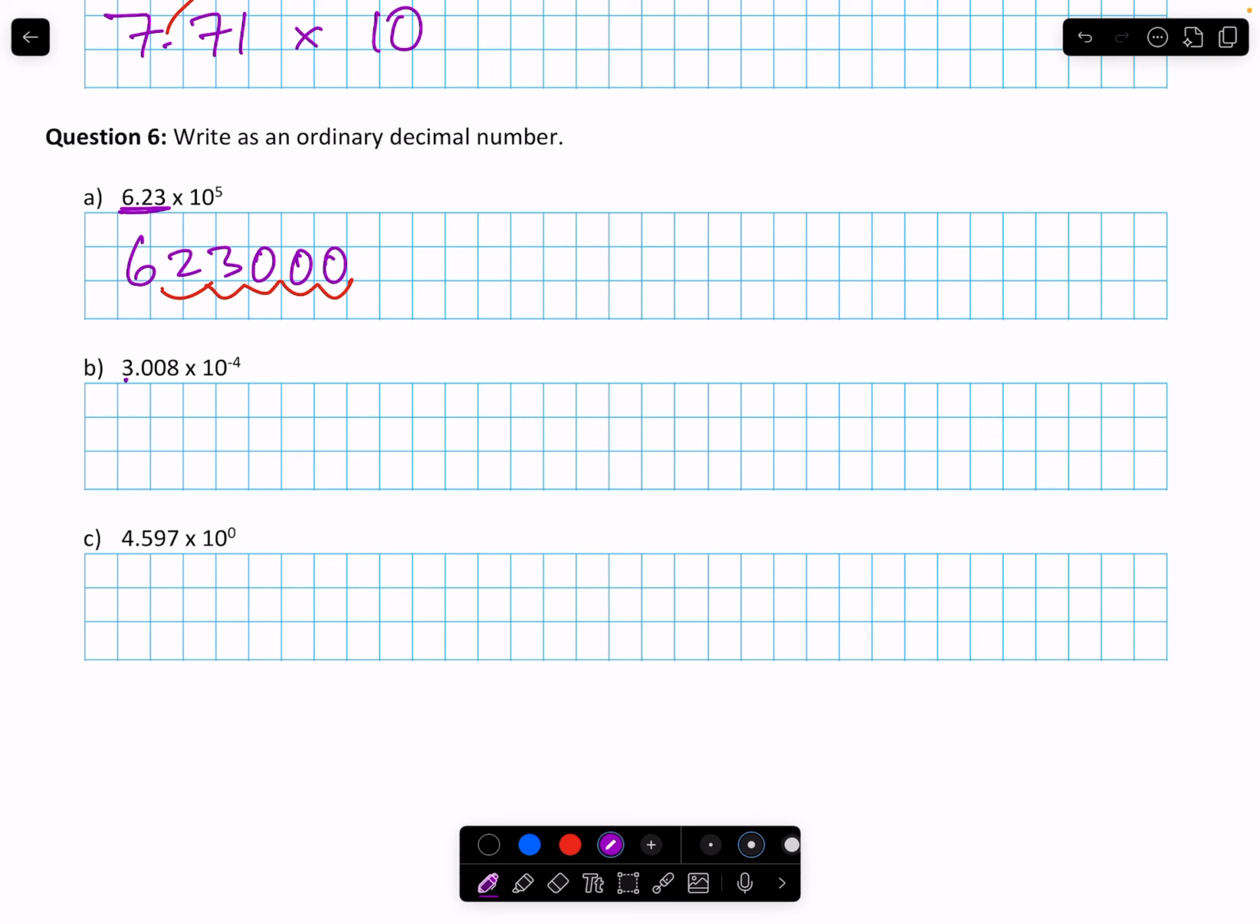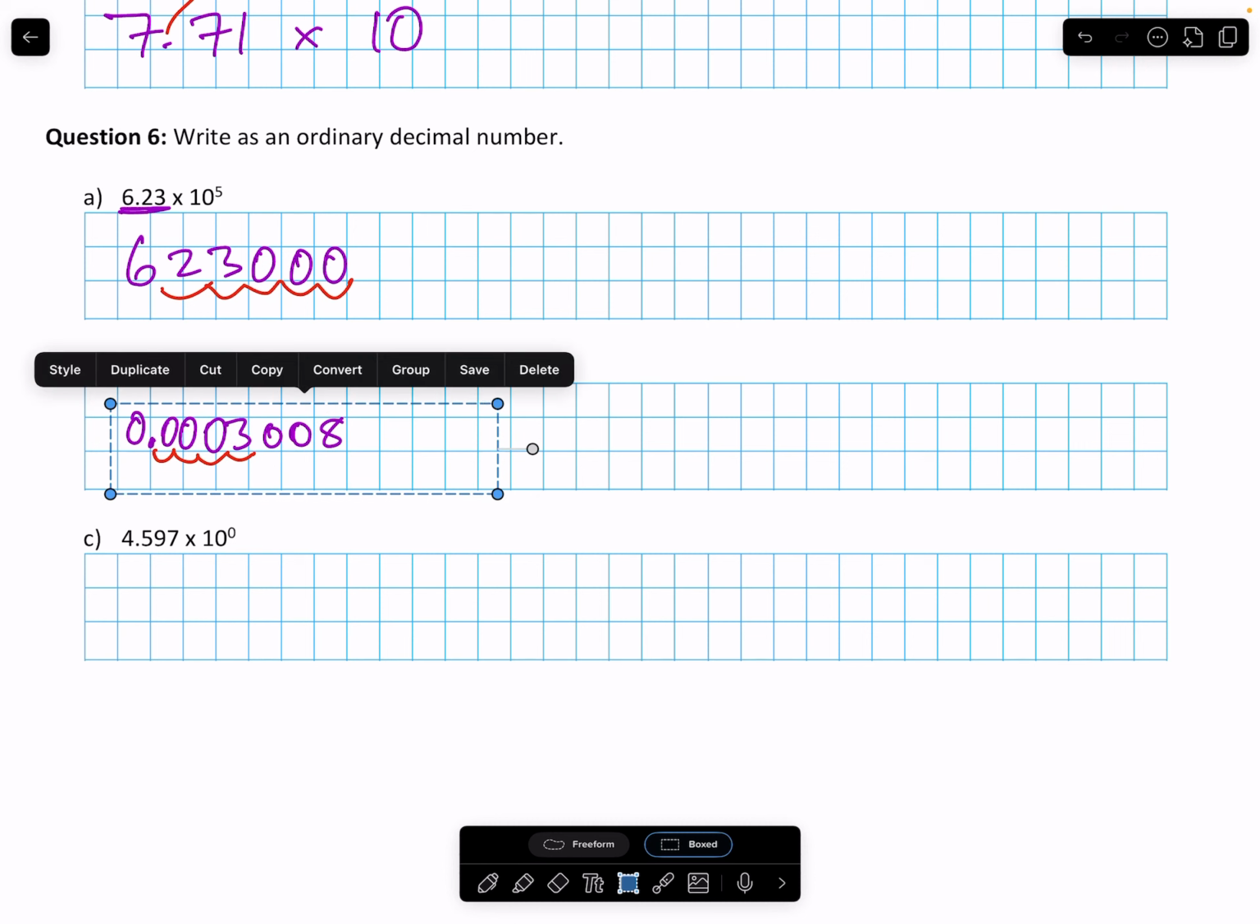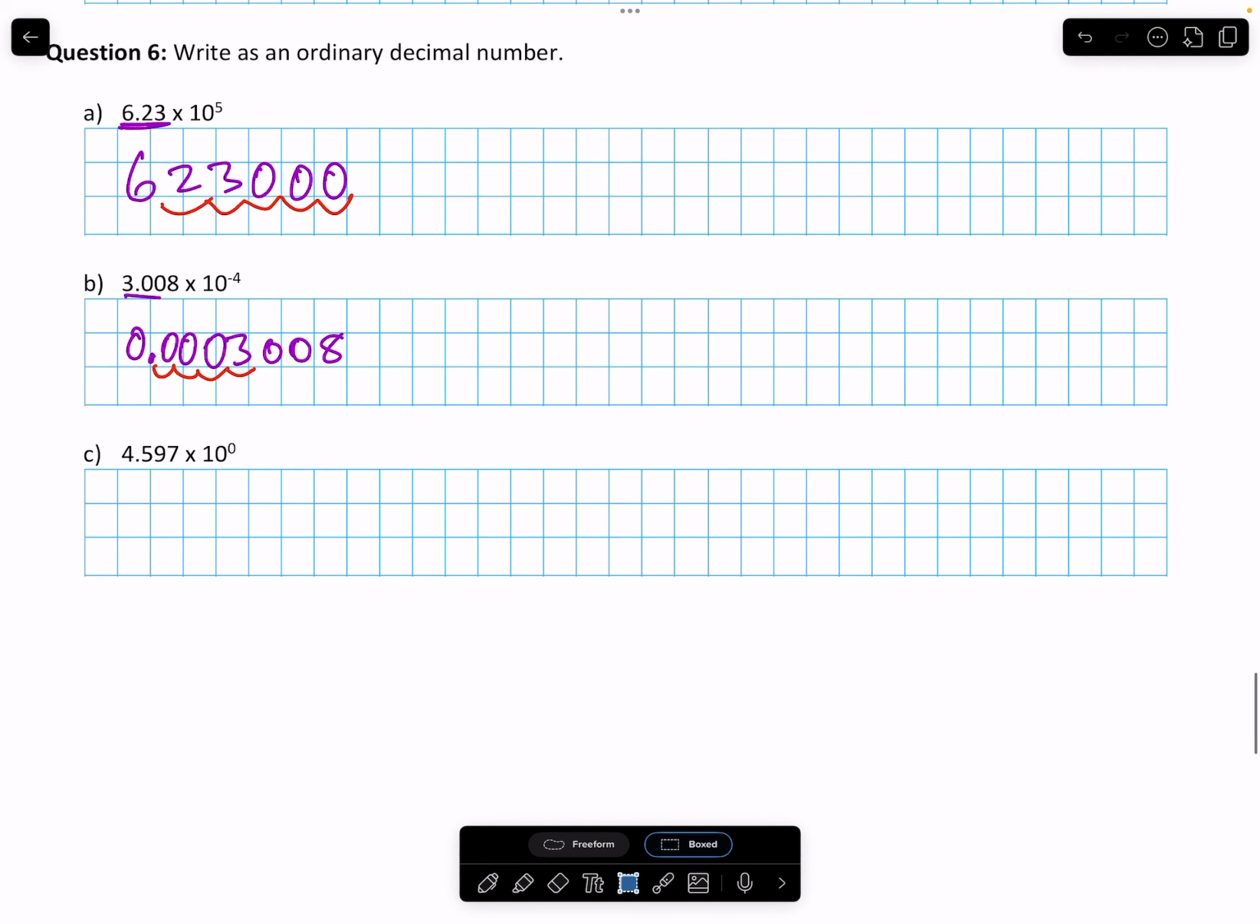My number between 1 and 10 is 3.008. So write 3008 to start off with. Because it's going to be times by 10 to the negative 4, the decimal point is currently here, but I'm jumping 4 times to the left, so it's going to jump 1, 2, 3, 4. So my answer is going to be 0.0003008. And I'll move it over to the right so it's a bit less messy.